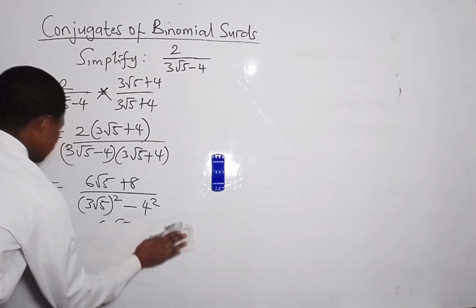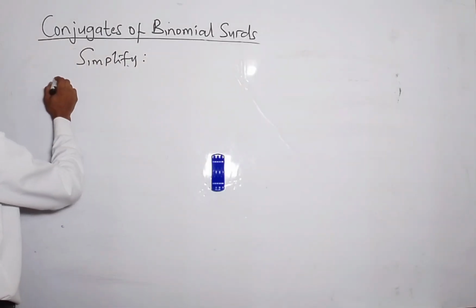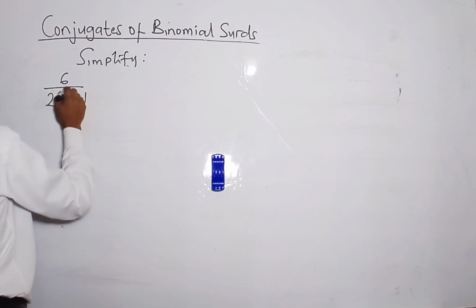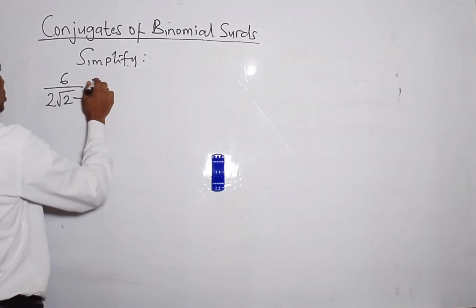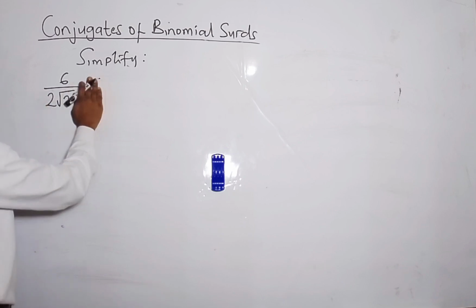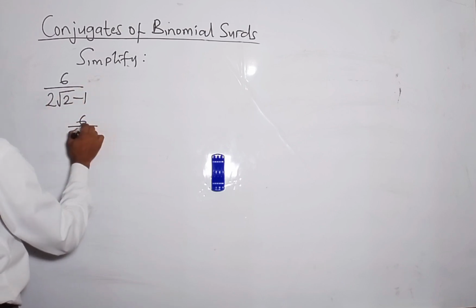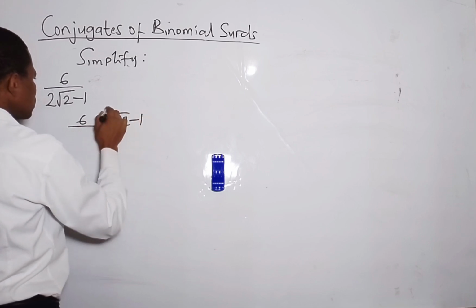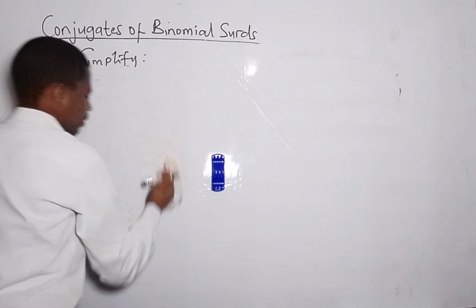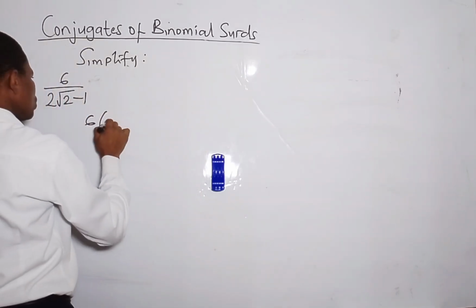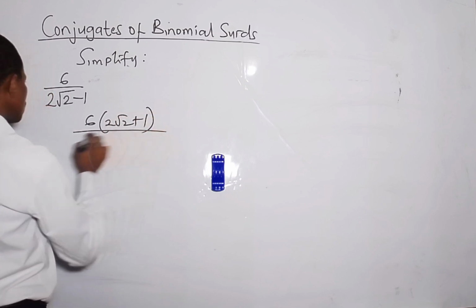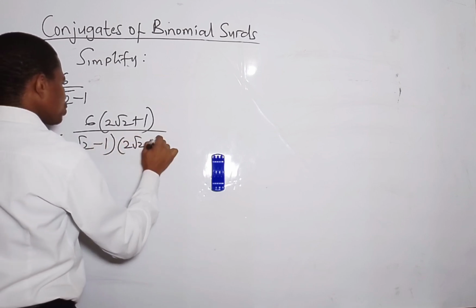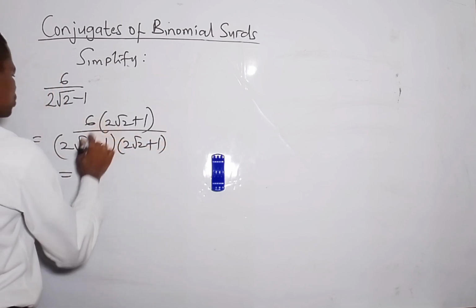Let's go again. Simplify 6 over 2 root 2 minus 1. We simplify using the conjugate. That will be 6 times 2 root 2 plus 1 over 2 root 2 minus 1 times 2 root 2 plus 1. So 6 times 2, 12.